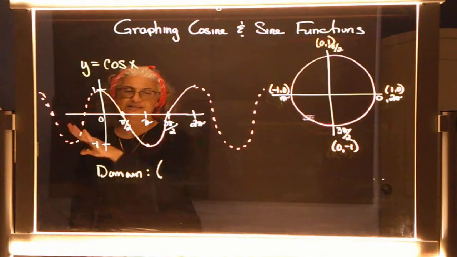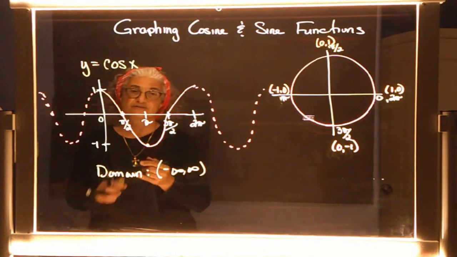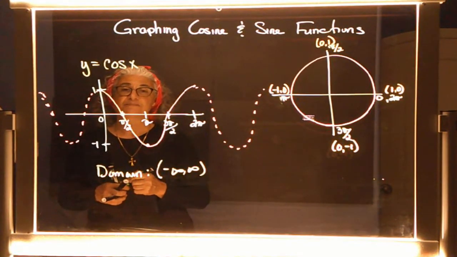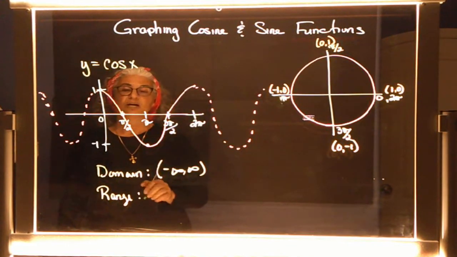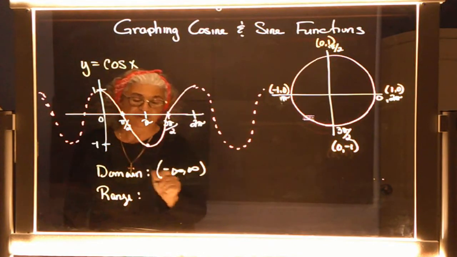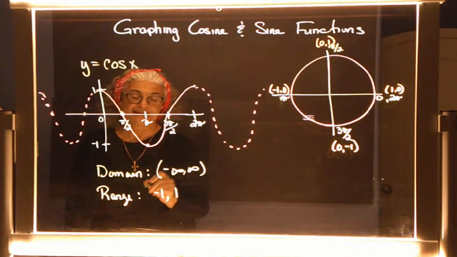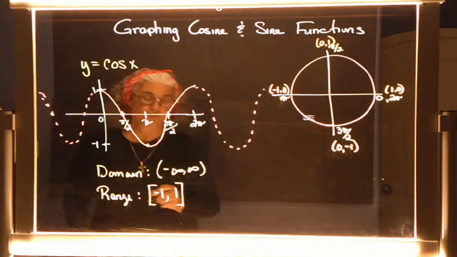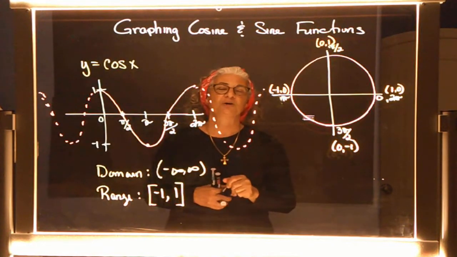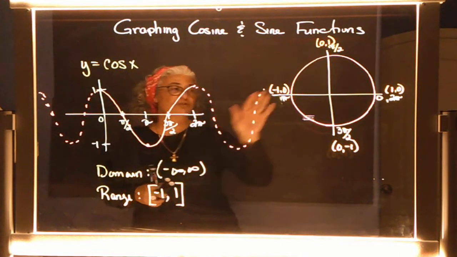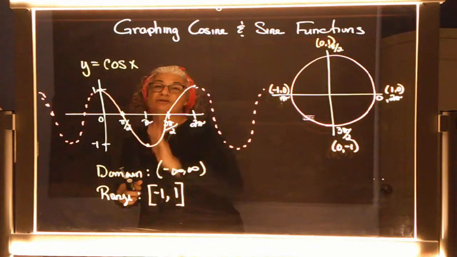Hopefully you said, well, if it continues in both directions and it's the same shape, hopefully you said negative infinity to positive infinity. Does that make sense? The range. Okay, so what are the outputs? Well, if I look at the graph, it bottoms out at -1, doesn't it? And it tops out at +1. Agreed? And it's inclusive, which means it's going to be the brackets. Are you with me? Okay, so this is what the unit circle looks like when you graph it based on cosine.